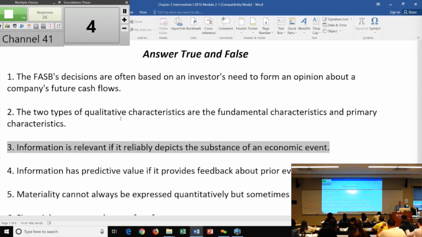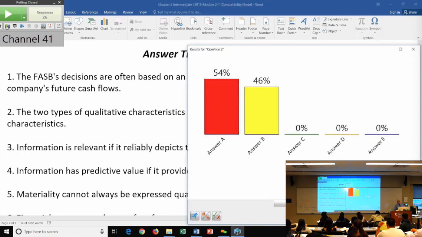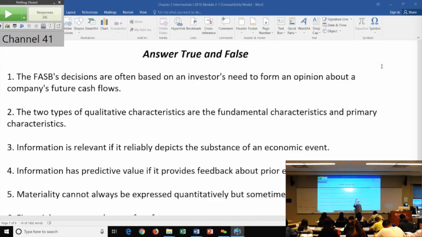Let's try number three on relevance. Of an economic event. The answer is false, because that is really the other fundamental characteristic, which is what? Faithful representation. So this is not relevance, it's faithful representation. So three is false, that's faithful representation, not relevance. All right, let's see number four. I'm going to take this one myself. And number five, I'll take myself, because we just did those 3 seconds ago. And that is predictive value.